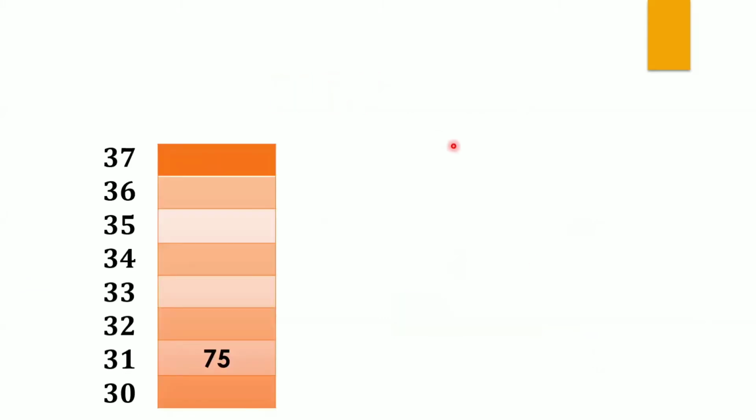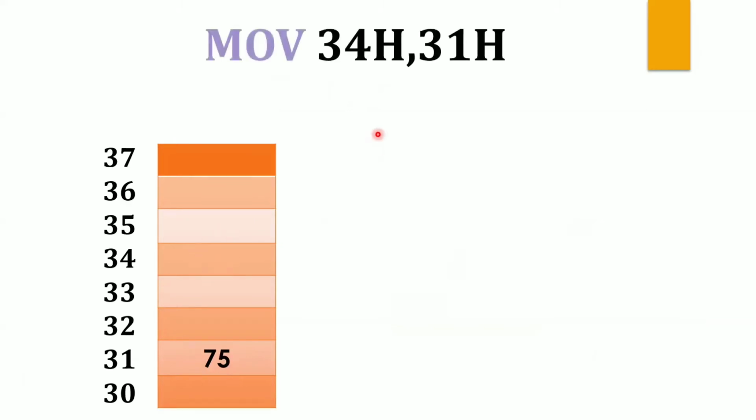And I will take another example. I have the data 75 in location 31. Now what I want to do is copy this data into some other memory location, your location 34. Now I can use this instruction: MOV 34H comma 31H. I can write it like this because I am giving two address locations in a single instruction. This is a perfectly valid instruction.